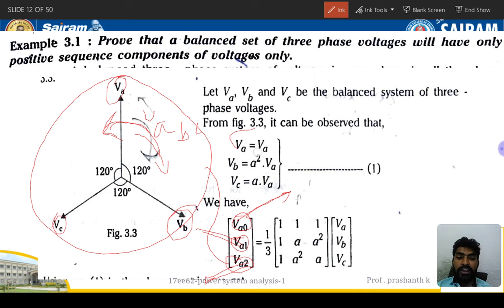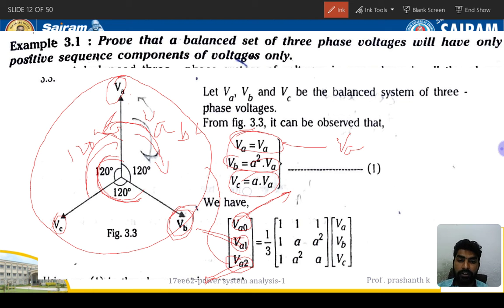So VA is equal to VA. VA is taken as the reference voltage, figure 3.3. VB lags by 240 degrees, that is 120 plus 120, so we get a square VA. VC is only 120 degrees, so it is a VA. So we got the equations, taken as equation 1.